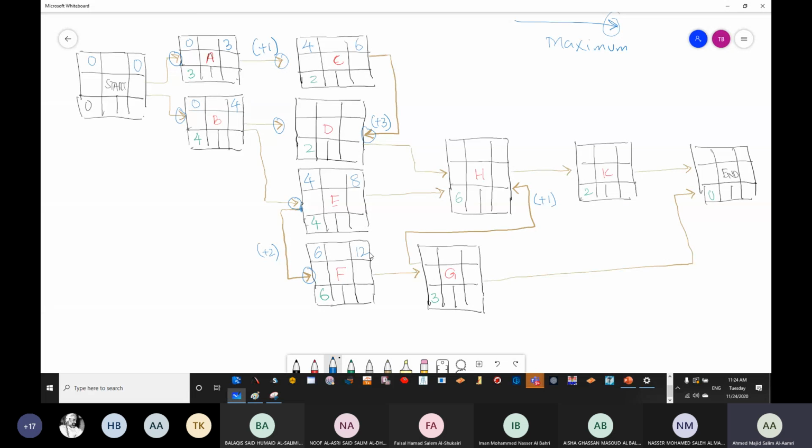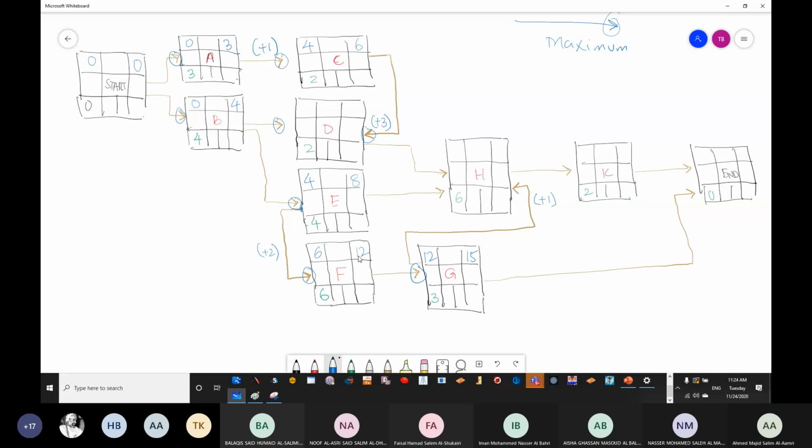4 plus 2 is going to be 6. 6 plus 6 is going to be 12. How many arrows are going inside? 1. From the side of 12 or the side of 6? From the side of 12. So 12 plus 3 is going to be 15.